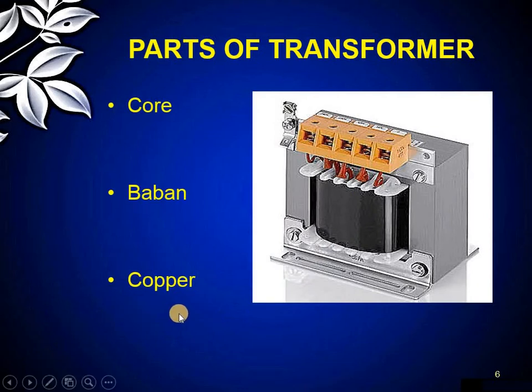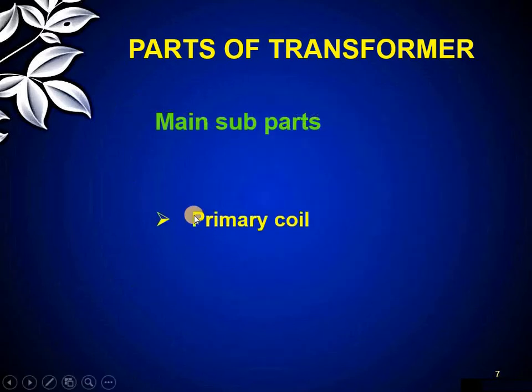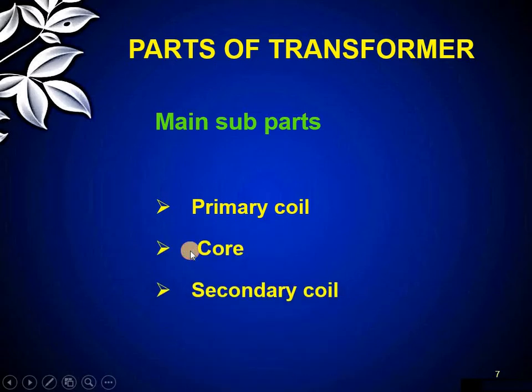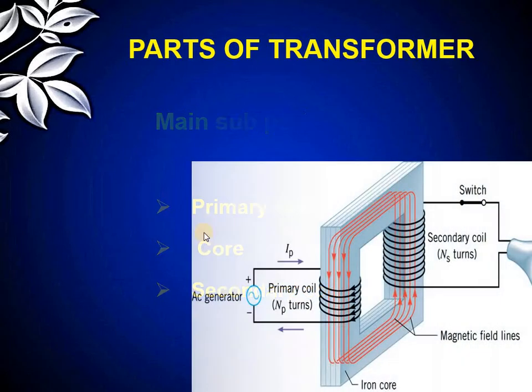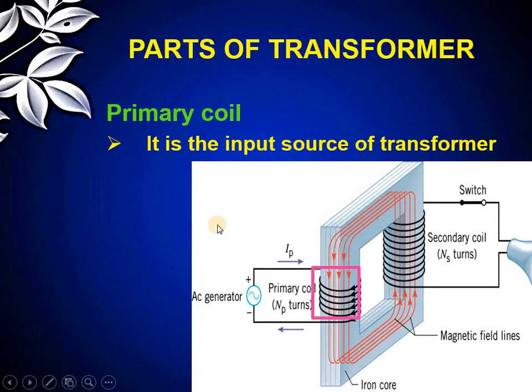Firstly, we will discuss the major parts of a transformer. First is the core, second the bobbin, and at last the copper. The main subparts are the primary coil, the core, and the secondary coil. Primary coil: it is the input source of a transformer.